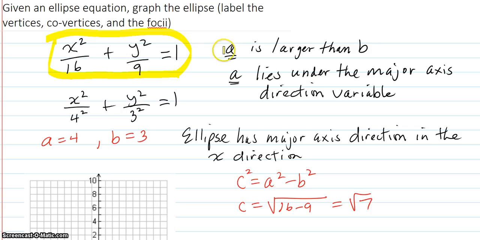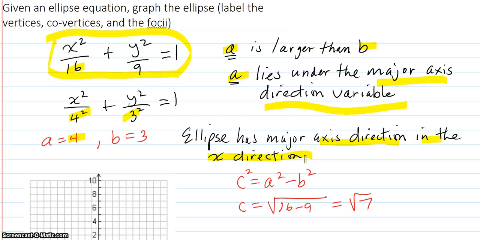So for an ellipse, A is larger than B always, and A lies under the major axis direction variable. So here's the big number of the two, 16 and 9, and it'll help us if we write it as a square, 4 squared and 3 squared. So we realize that 4 is the A and that it lies under the x, so the major axis direction is in the x direction.